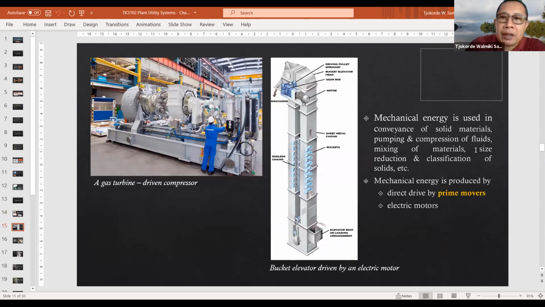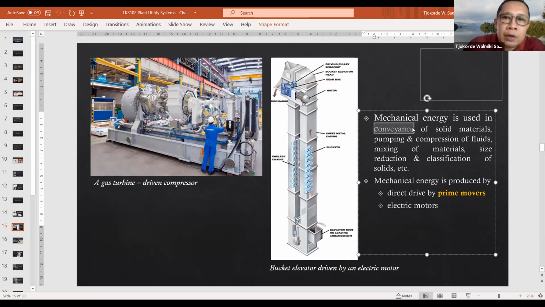Now, the second type of energy is mechanical energy. Mechanical energy is used in conveyance, meaning the transport or transfer of solid materials. The term conveyance only refers to solid materials; it doesn't apply to fluids. It is also used in pumping and compression of fluids, mixing of materials, size reduction and size classification. Size classification means separation of different fractions of solids based on their particle size, or magnetic property, or also density. So pemisahan padat-padat.